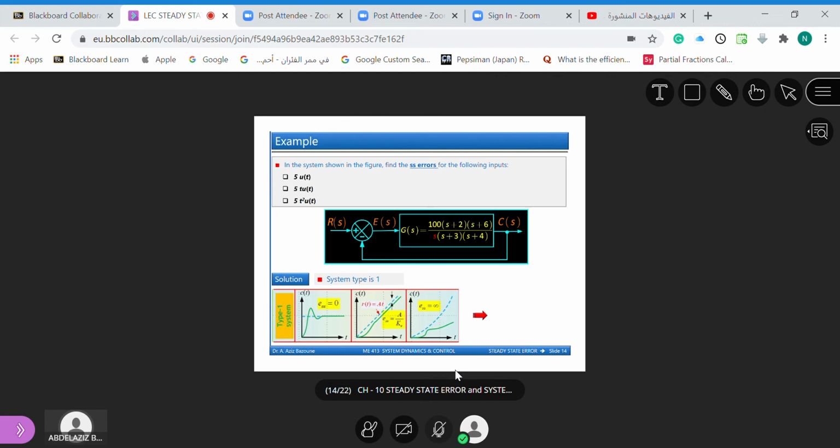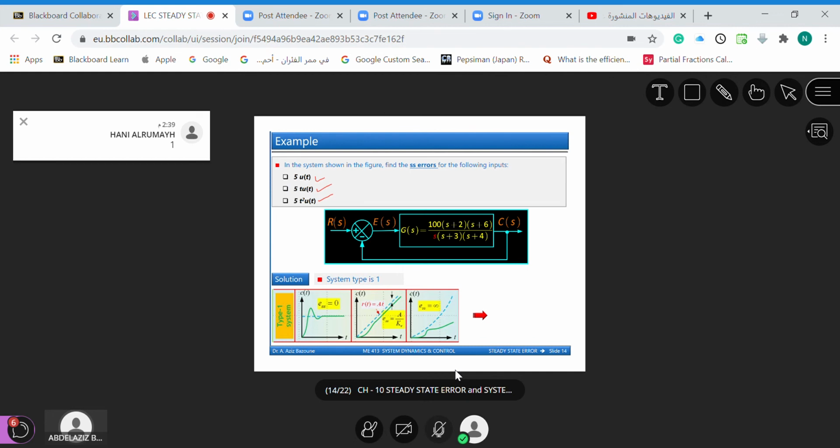As an example, Shabab, they are asking you, in the system shown in the figure, to find the steady state error for the following inputs: 5 u(t), meaning a step input, 5t u(t), a velocity input, and 5t squared, an acceleration input. And this is G of S. What is the system type from here, Shabab? Can anyone answer this question?